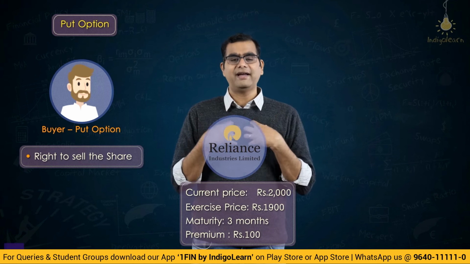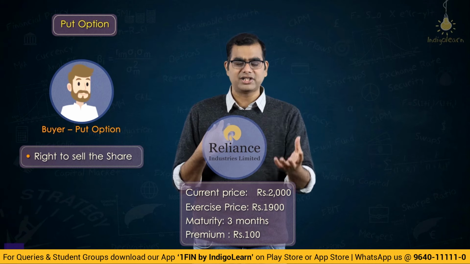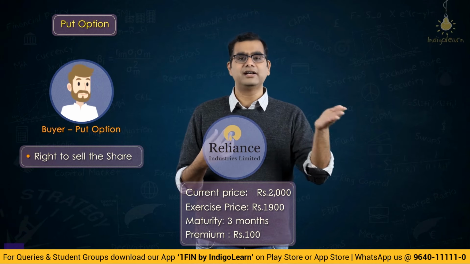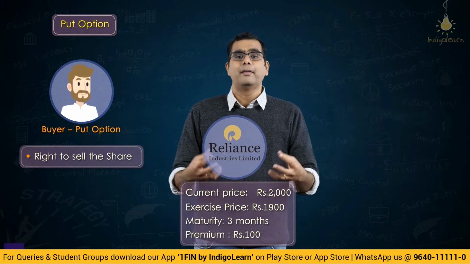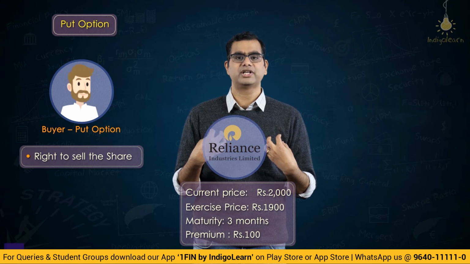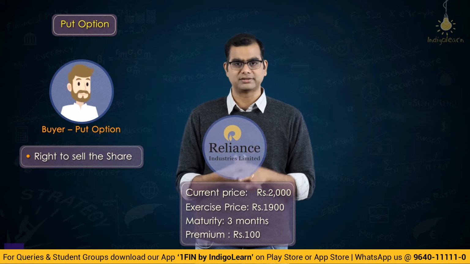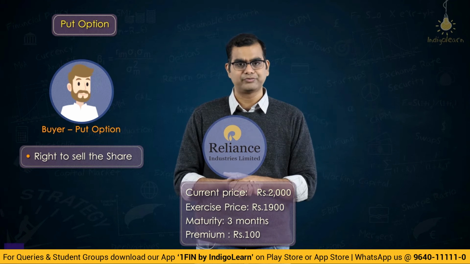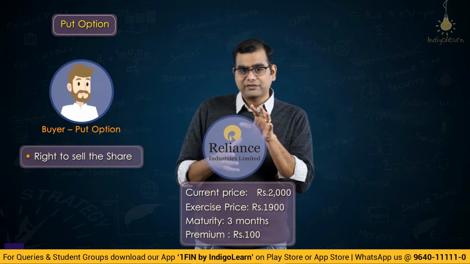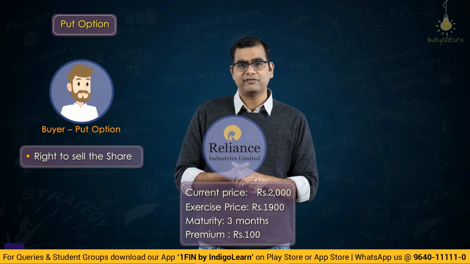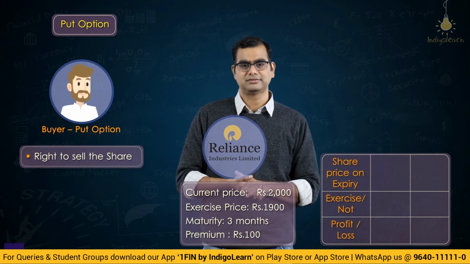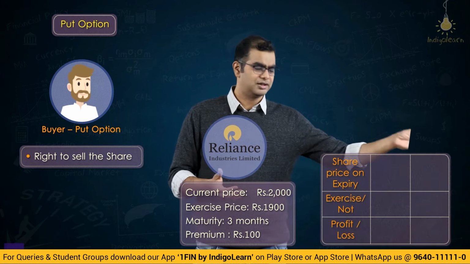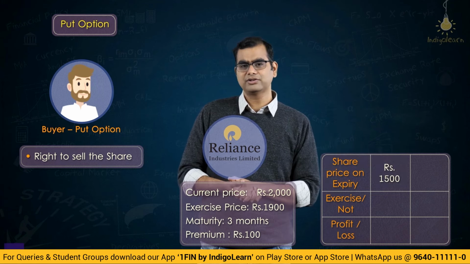Okay. I have a right to sell the share of Reliance at 1900 rupees 3 months later. Because I want the right to sell the share, I will pay you 100 rupees. So 100 rupees is the premium. Now, if the share of Reliance, let us say, falls to 1500 on the 90th day, what is going to happen?